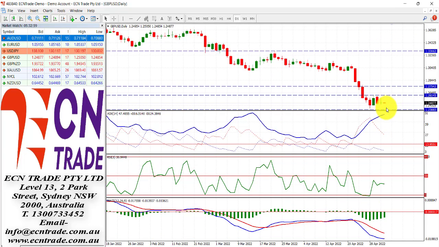Sterling, well, the inverted hammer is an indication that the market may actually stage a reversal in front of that support level of 123.80-90. With all eyes on the Bank of England, which is expected to raise interest rates by 25 basis points, could see a little bit more of an uptake.